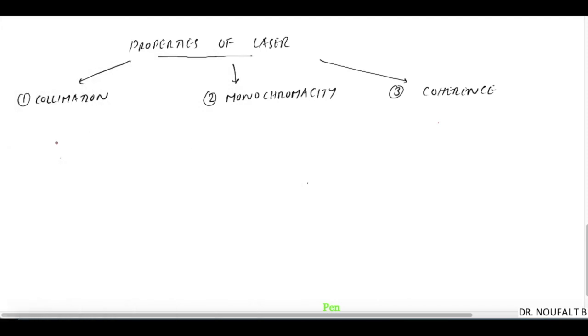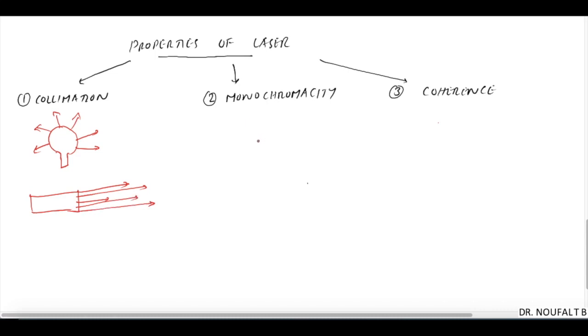Next is regarding the properties of the laser. The three major properties of the laser are collimation, monochromicity and coherence. What do you mean by collimation? From an ordinary light source, the light beams are scattered in all directions. These light beams are not parallel. But in case of laser, all beams are collimated. That is, they are arranged parallelly. This is one of the very important properties of the laser.